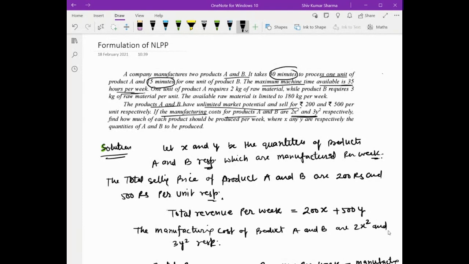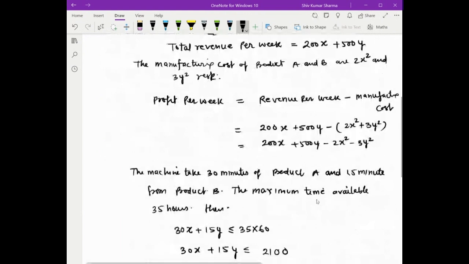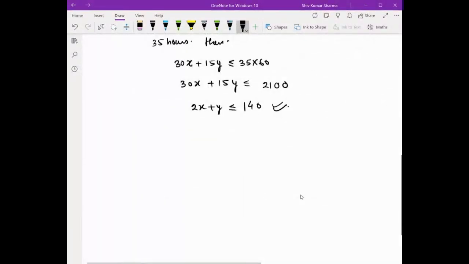Next constraint: 1 unit of product A requires 2 kg of raw material, while product B requires 3 kg of raw material. So the available raw material is 180. So this is the availability. We can make a second constraint.